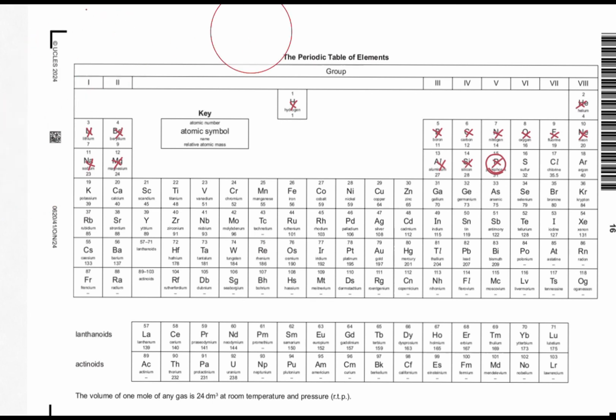Let's do another one just to make sure we understand this. Let's take strontium as an example. First shell, 1, 2. Second shell, 1, 2, 3, 4, 5, 6, 7, 8. Then my third shell, 1, 2, 3, 4, 5, 6, 7, 8. And then my fourth shell, 1, 2, 3. So my electron configuration is 2, 8, 8, 3. Now this is pretty easy, but what if my atom is charged?